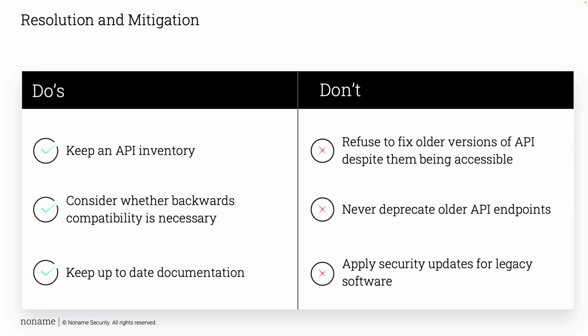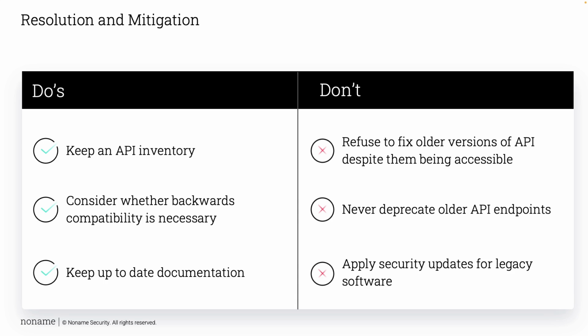How can you resolve this? Keep an API inventory, know what's out there the best you can, know what endpoints are out there, what properties they have, etc. Consider whether or not backwards compatibility is necessary, or whether or not forcing everyone to use that new API may be a better option.